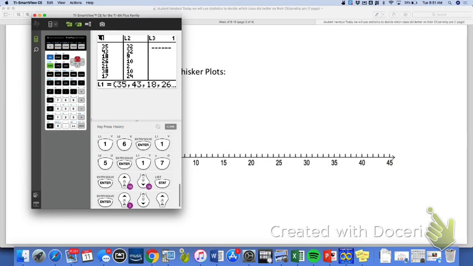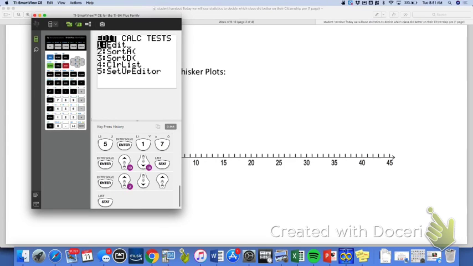Stat, thank you. All right, so now that I've got the data in there, I'm going to hit stat. But this time, I'm going to scroll over to calc, because now that I got the data in there, I got to do the calculations with it. I am going to choose one variable statistics because we're only talking about one variable here. We're talking about scores. That's it. So I'm going to hit enter to select one variable.